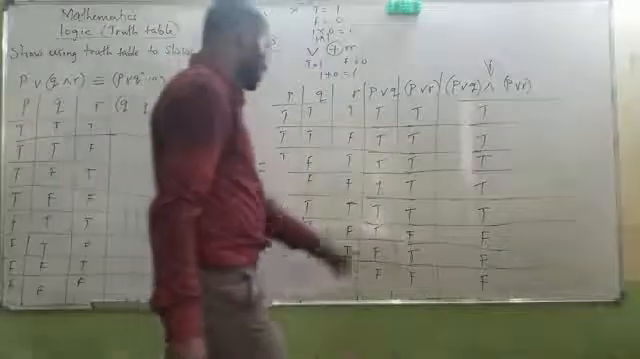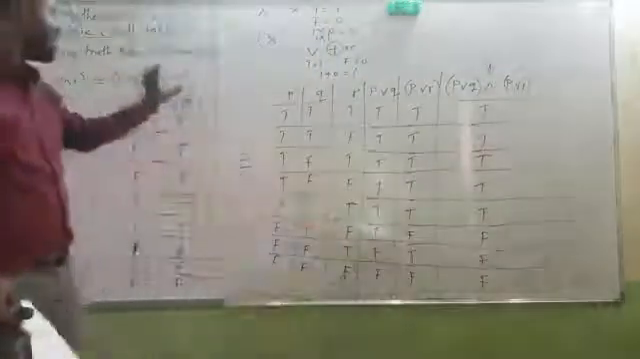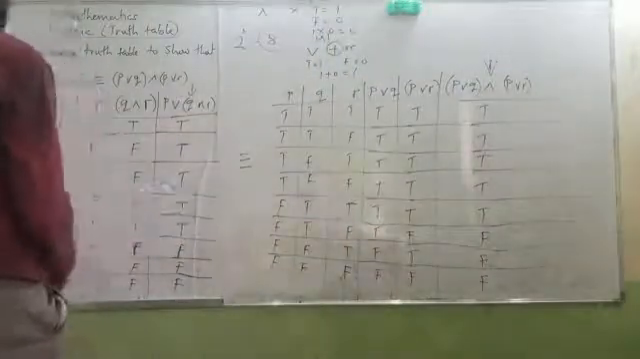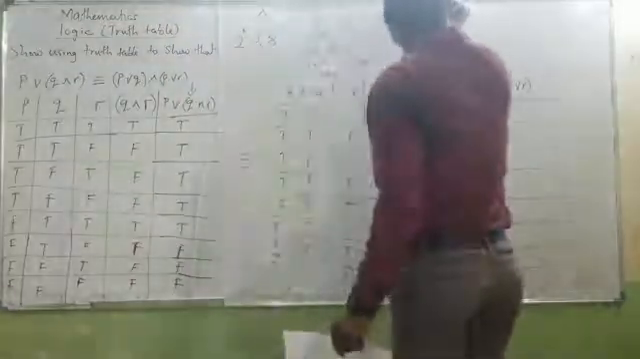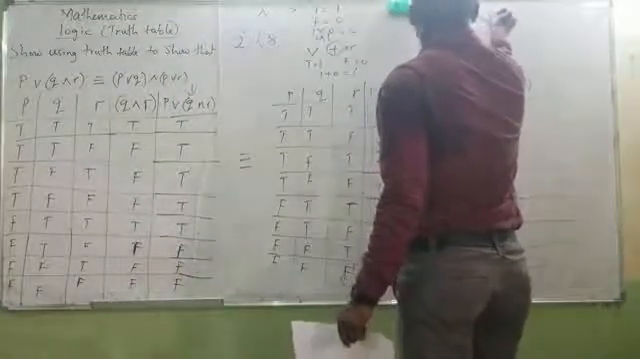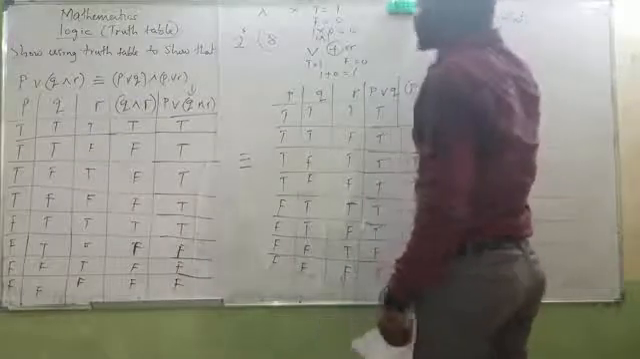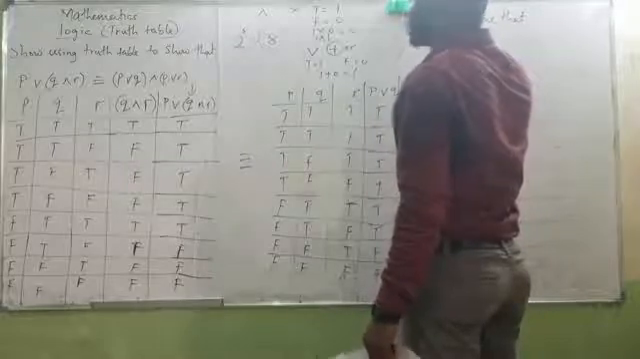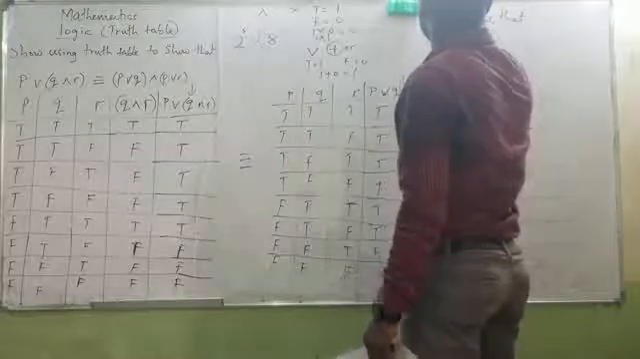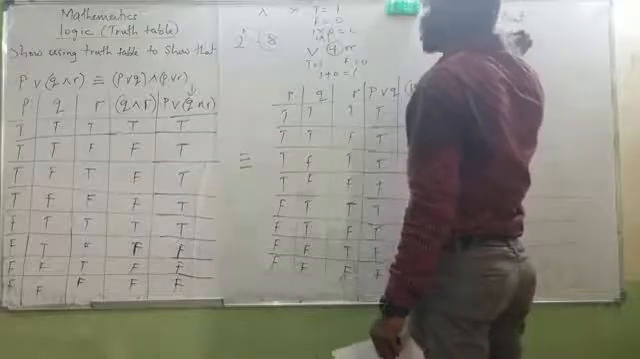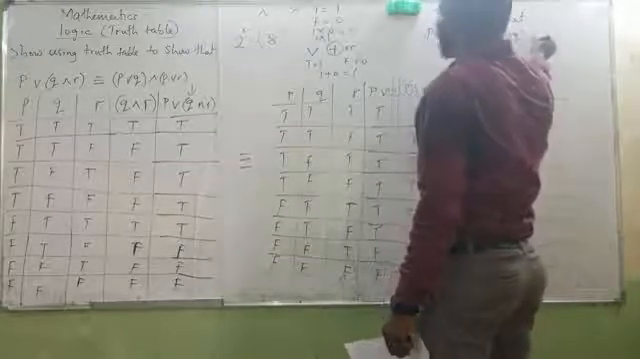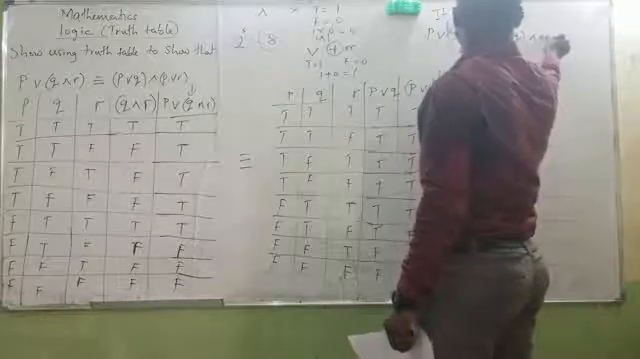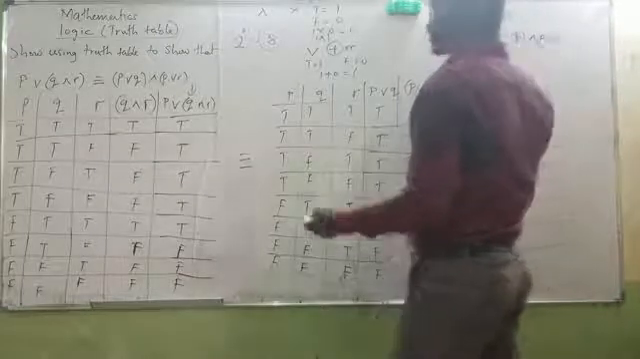Yes, this is equal to this. This is equal to this. This is equal to this. Thank God for this. If not, that's how we miss it. Now, it means they are equivalent. Therefore, it is true that P, Q, and R is the congruence of P or Q and P or R. That is just it.